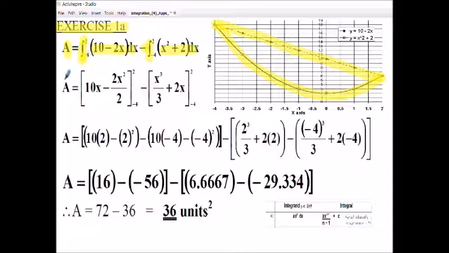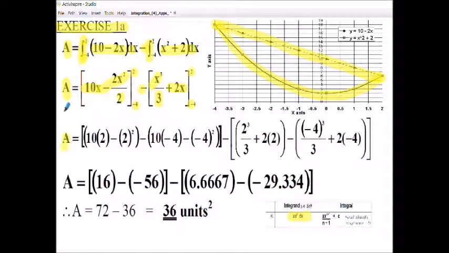So on the next line I'm integrating the functions, they're all standard form here. Integrating 10 becomes 10x, integrating minus 2x becomes minus 2x squared upon 2, and that's between my limits of minus 4 and plus 2. And I'm taking away my second integral: integrating x squared becomes x cubed upon 3, integrating 2 becomes 2x, again between my limits. And they're all standard form functions.